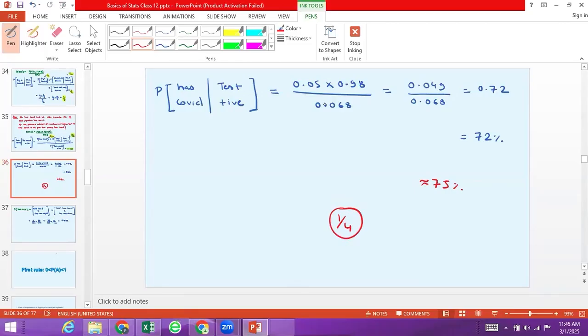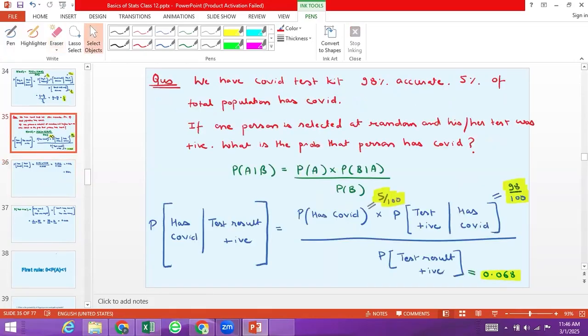Yeah, sorry. By looking at the data, this is going to be 75% because the numbers are very low, but still it's coming to 75. So only 5% of the population has COVID, and out of those also there is like 75% chance. So okay.